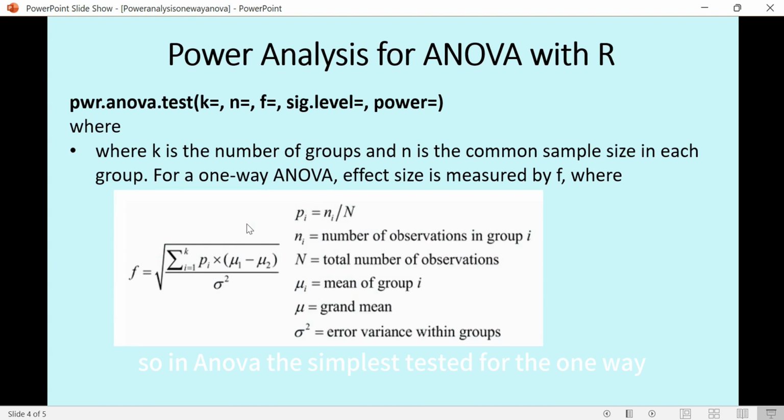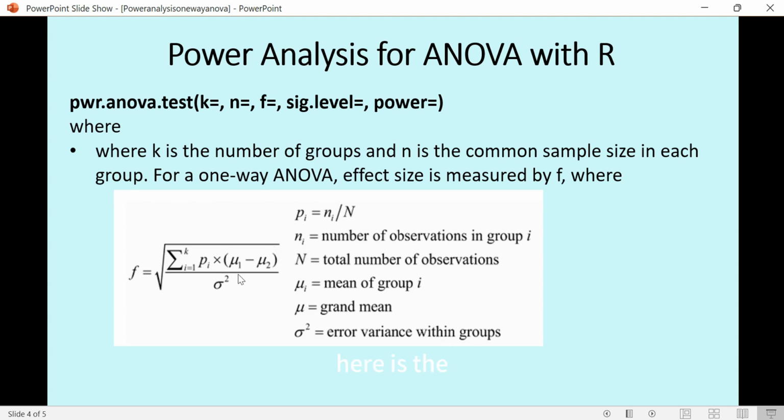In ANOVA, the simplest test is the one-way ANOVA, for 1 factor with different treatment groups. And we can use this function in R, pwr.anova.test. pwr is a package we have to install first. Then k is the number of groups, for example, 3 treatment groups, and n in the balanced design is the group sample size, and f is the effect size. For the ANOVA, there is a calculation for the effect size.